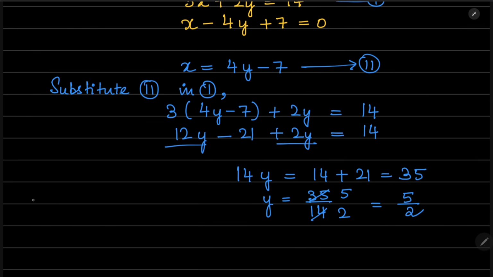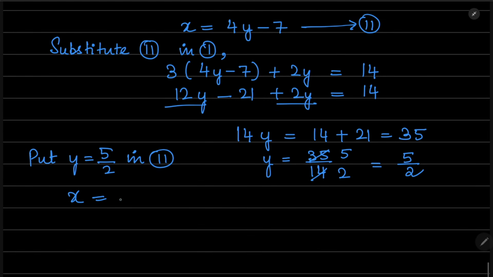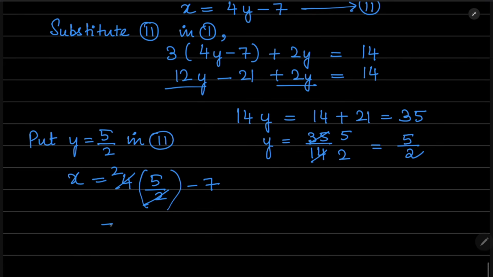Once you have got y, you can put y is equal to 5 by 2 in your second equation. So what do you get? You can get x. x is equal to 4 multiplied by, in equation 2, in place of y, you can write 5 by 2. So 4 multiplied by 5 by 2 minus 7. 2 2s are 4, so 2 5s are 10. 10 minus 7, which is 3. So therefore, x is equal to 3 and y is equal to 5 by 2 is the solution.